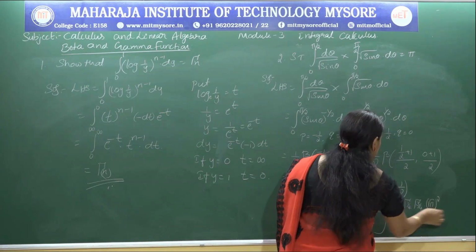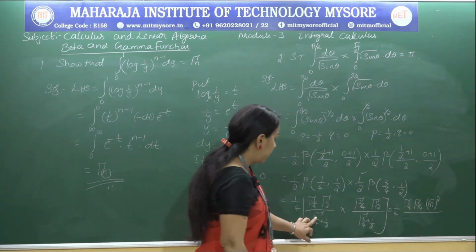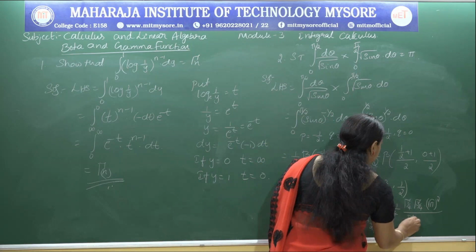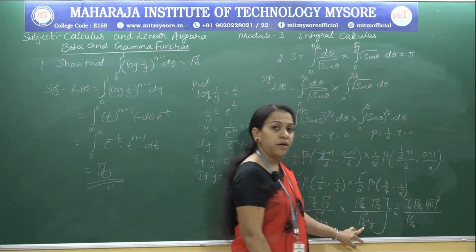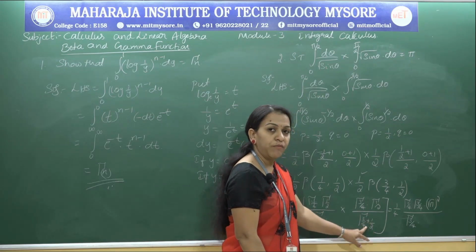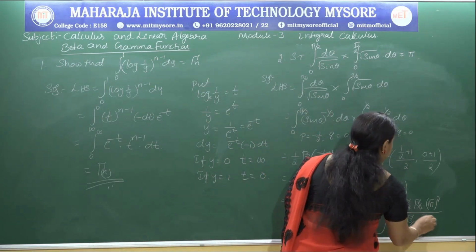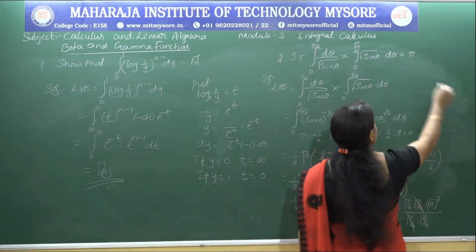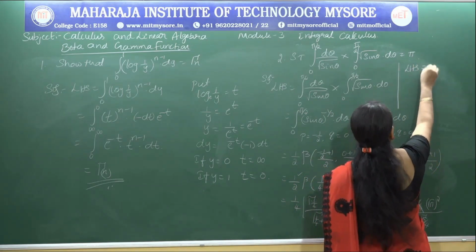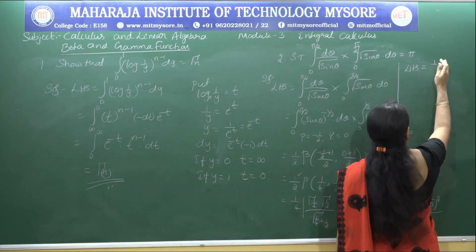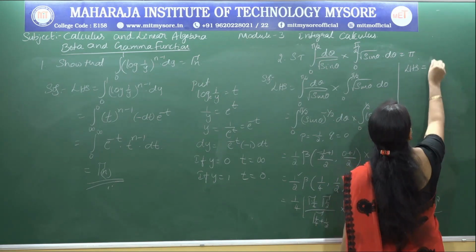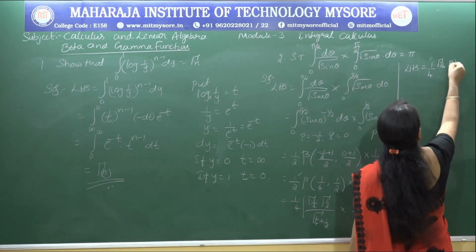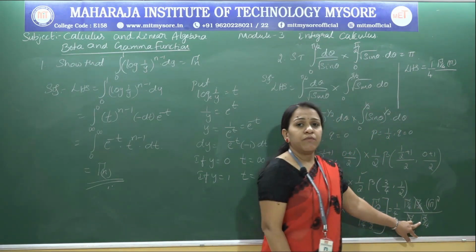So, we have gamma 1 by 4 gamma 3 by 4 into root pi whole square, whole divided by, this is 1 by 4 plus 1 by 2, so that we have 3 by 4. So, gamma 3 by 4 into, and this part, again 4 LCM, 3 plus 2 by 4, so that is gamma 5 by 4. So, here I can cancel gamma 3 by 4, so that we remain with LHS equal to 1 by 4 into gamma 1 by 4 into root pi whole square, nothing but pi, by gamma 5 by 4.